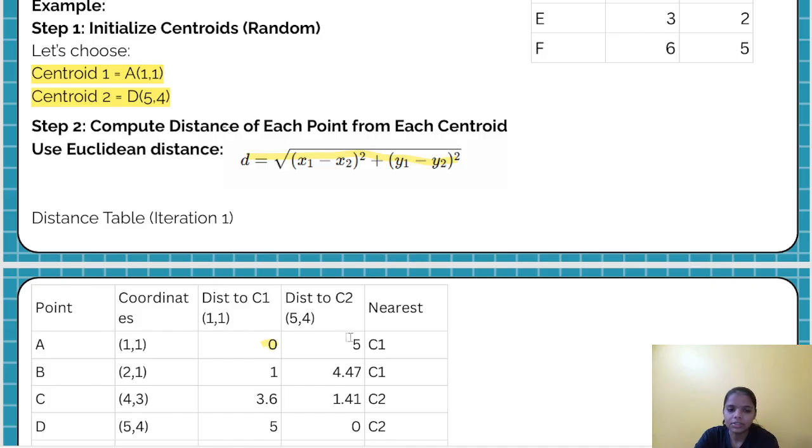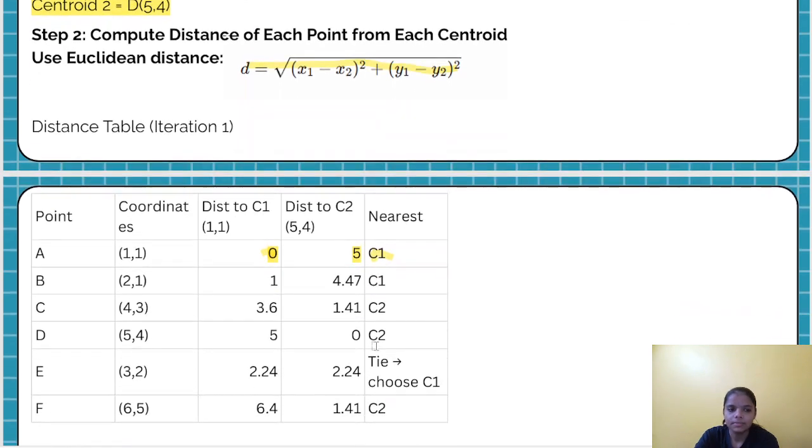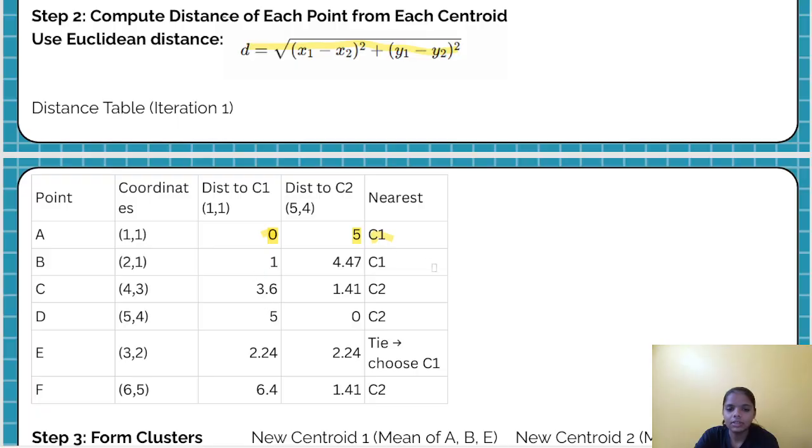Similarly, we calculate the distance to cluster 2 and check which one of them is the nearest. Here 0 is the nearest, so we place it into cluster 1. Similarly, we calculate the distance for the other remaining points and place them into the clusters according to their distance. Here, for point E, we have equal distance for both of them, so we can choose any one.